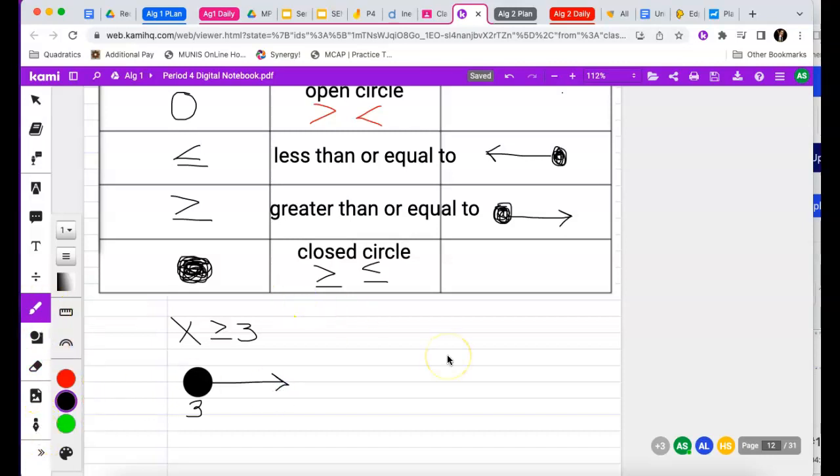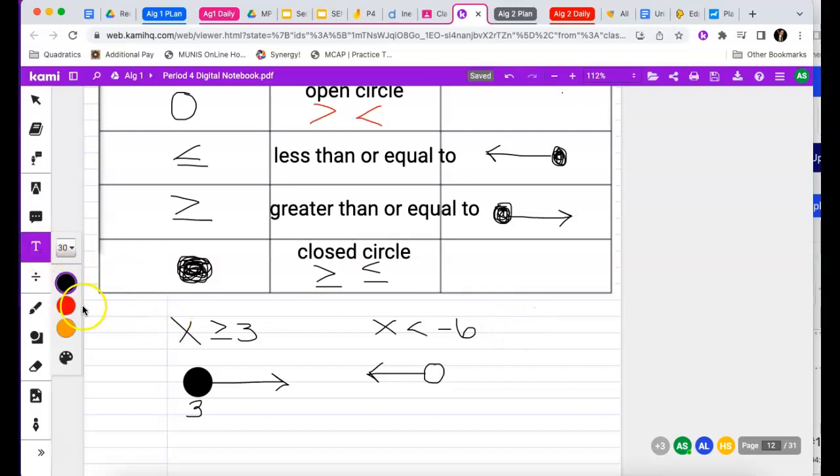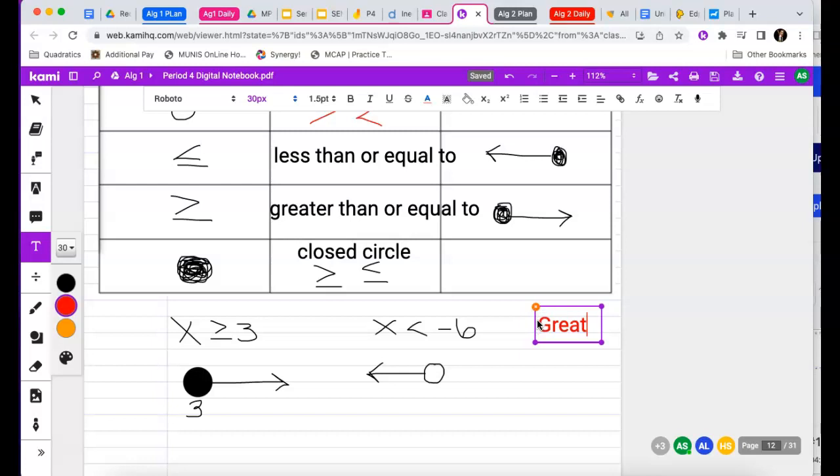So now let's look at an example if x is less than -6. So this time, since it's less than, I'm going to use an open circle. I'm not going to color it in. And anything that is less than -6 is on the left. So I'm going to make a little diagram. If it's greater than, it's going to be to the right.